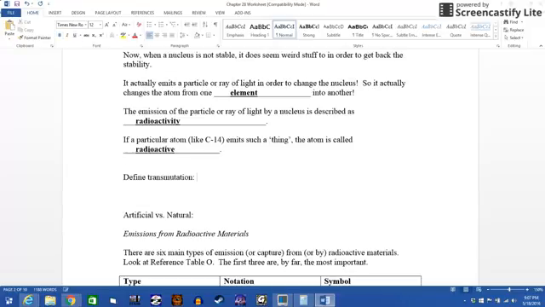Another term we need is transmutation. Transmutation is the conversion of atoms of one element into atoms of another element.